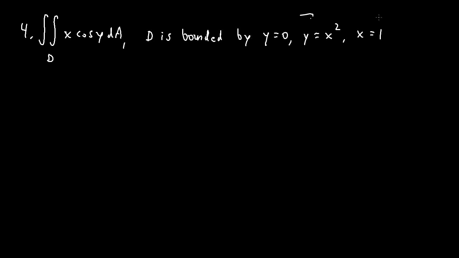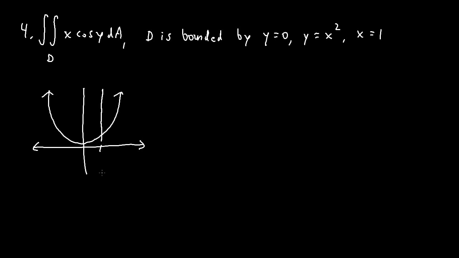So if I graph these 3 equations here, let's move this over to the side a little bit. We have y equals 0, which is just the x-axis, y equals x squared, something like this, and then we have x equals 1. So let's say this is 1. So we're basically looking at this region here. So this region is D. Now I'm actually going to draw another graph just zooming into that specific region.